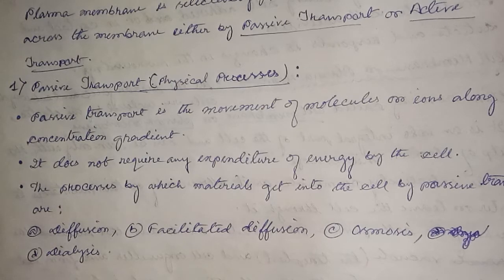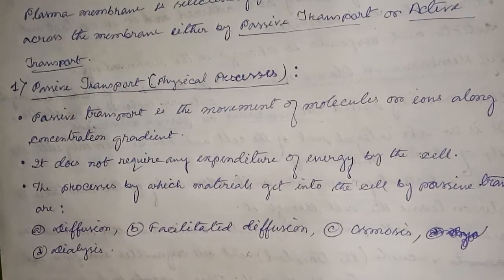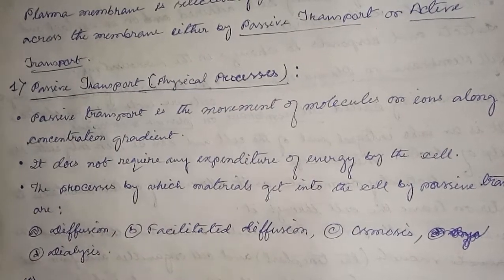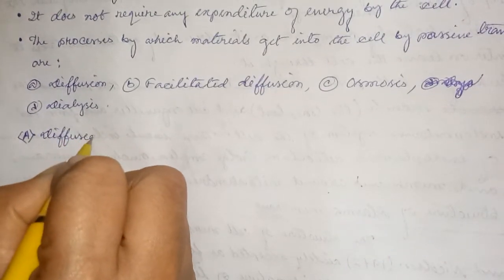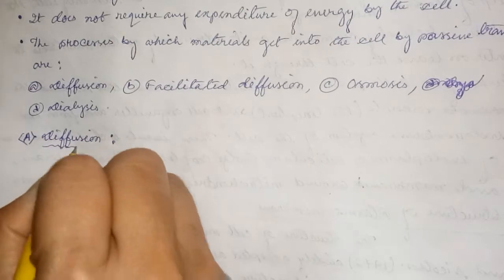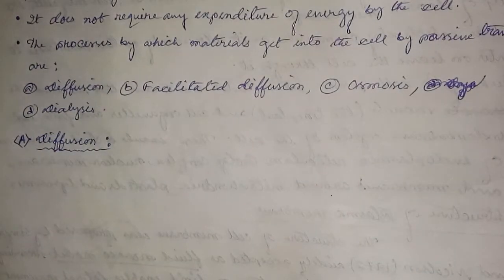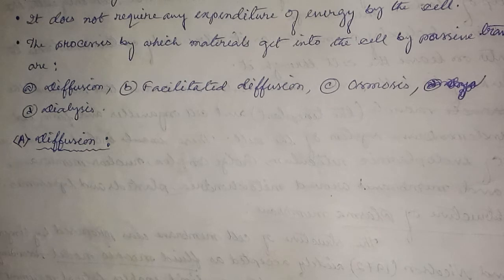So now, first start with diffusion. What is it? Diffusion is the movement of molecules of any substance from a region of higher concentration to a region of lower concentration. It is caused because of the natural tendency of a substance to spread uniformly in the dispersion medium.